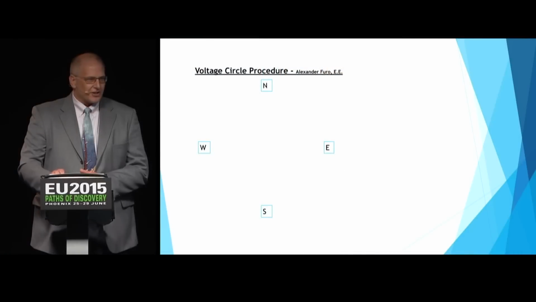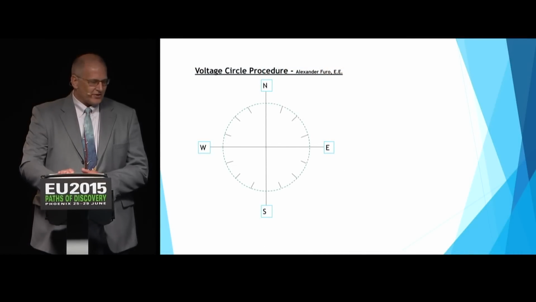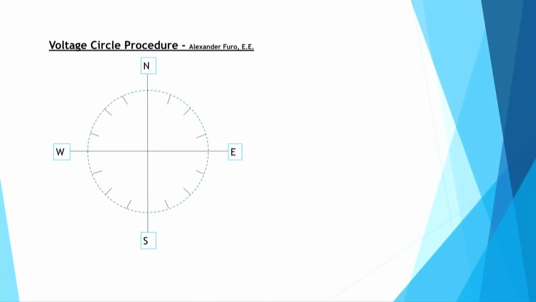You orientate yourself to north, south, east, west. Find the center point of a circle, typically 50 feet in diameter. Install a ground rod at the center with a wire hooked to it, a voltmeter in between, another ground rod. Then you proceed to take readings around the circle. In this case, it was millivolts AC.